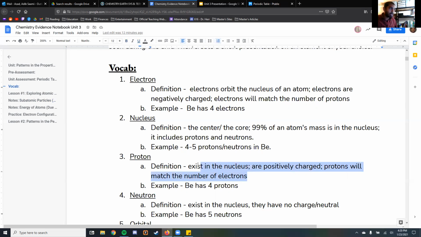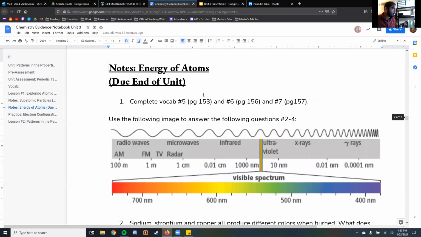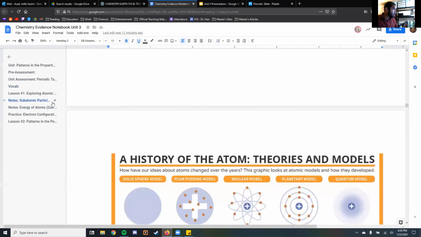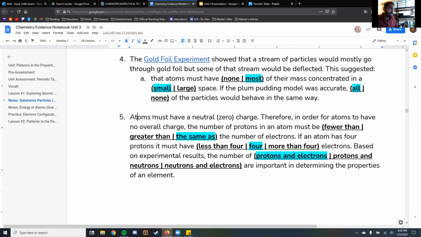Going through with this, a proton is something that's positively charged, and again, will match the number of electrons. And we have neutrons, which exist in the nucleus and are like the glue. They hold the thing together. They're like a spacer because they have no real charge attached to them. They're overall neutral. We didn't talk about this, but atoms have to have a neutral charge. Therefore, protons and electrons must be the same. So if an atom has 4 protons, it must also have 4 electrons.